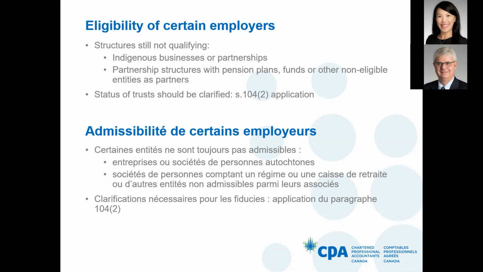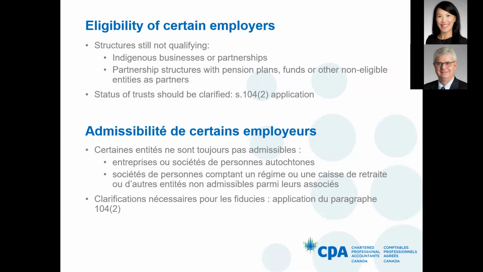So there are still some structures that don't appear to qualify as an eligible entity. And we're still trying to see, is the book closed on that, or is there still an opportunity to discuss some of these situations? So maybe I'll just highlight the ones that still look as though they're problematic. One case is indigenous businesses or partnerships. So primarily this would likely be where it's a corporation, because the corporation wasn't exempt under the provision under section 149.